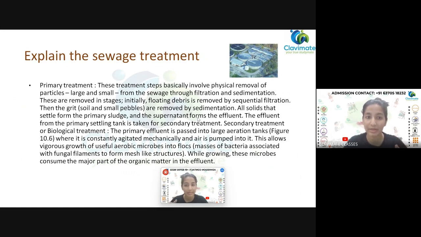In the board exam, you can be asked to explain the process of the sewage treatment plant, how it is treated. The answer is given here in the PPT. You can copy what the primary treatment is and what the secondary treatment is. Give it in points, and you can fetch your marks.